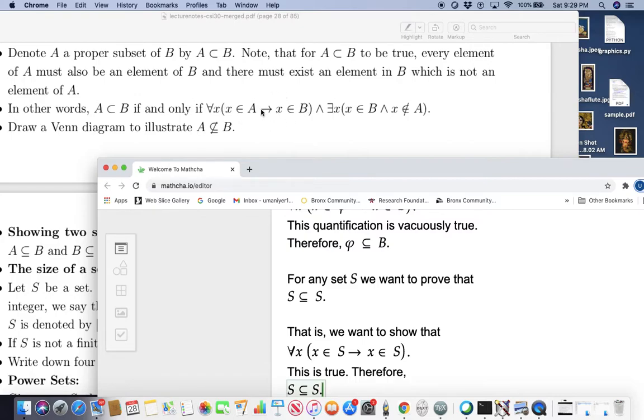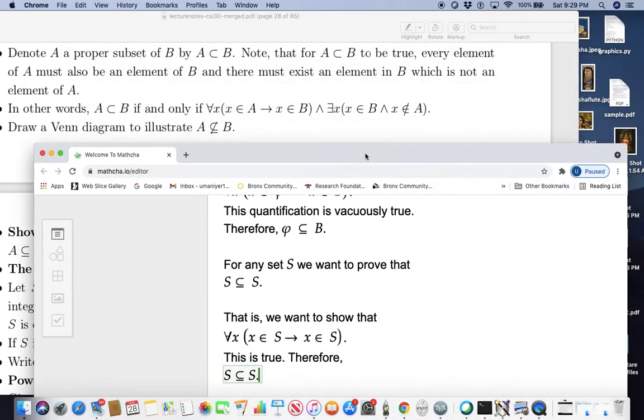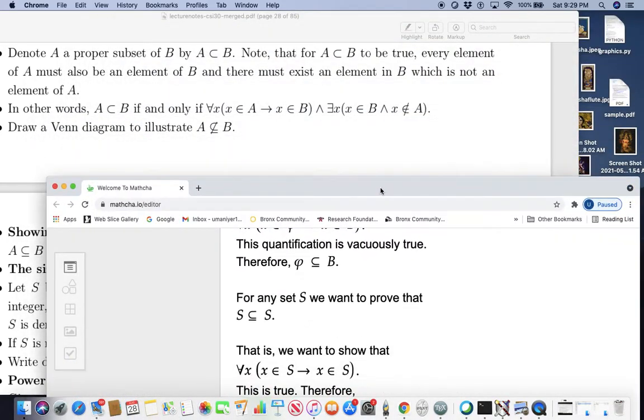So that makes A a subset of B. In addition, there exists an element x such that x is in B, but x is not an element of A. You see what this says. Let's see it using a Venn diagram.